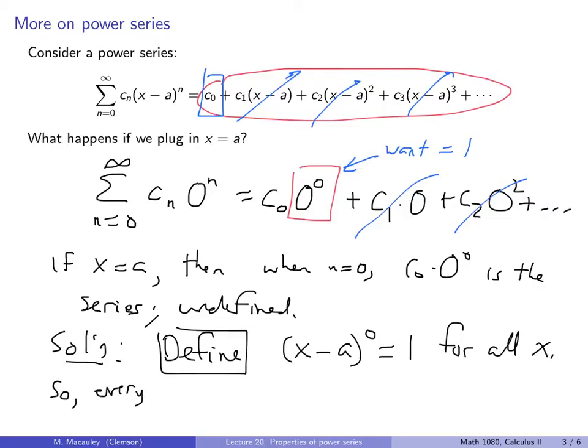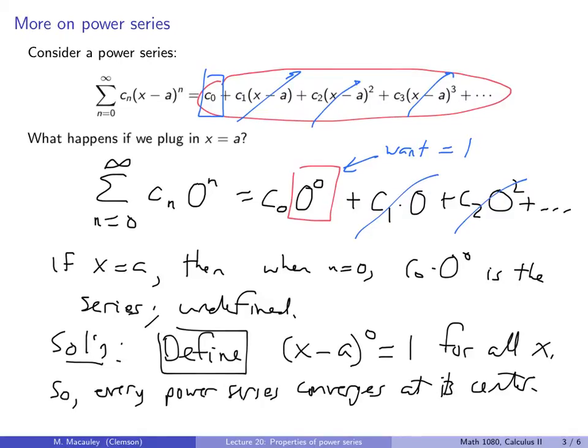So if we do this, every power series converges, just think, is defined at its center. If we didn't actually make this definition into technicality, then the series would technically not be a well-defined function at the center, at point x equals a.